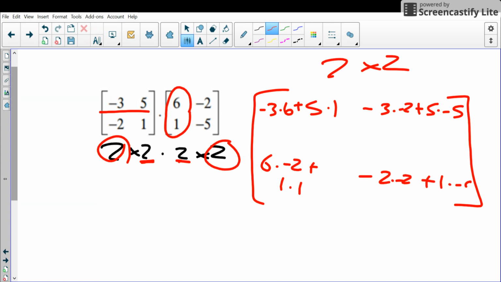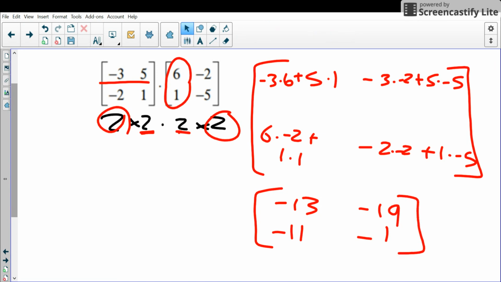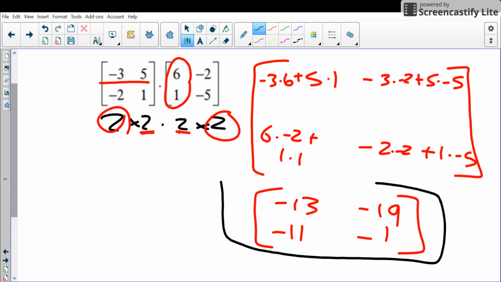I have all my entries there. I just need to calculate out what they are. So I should get -13 up there, -11 there, -19 there, and -1 there. Again, that is my answer I get when I multiply these two.